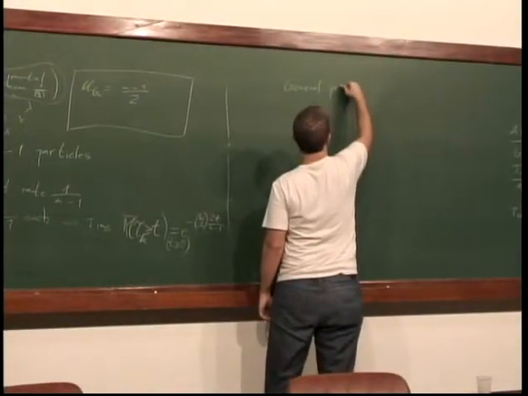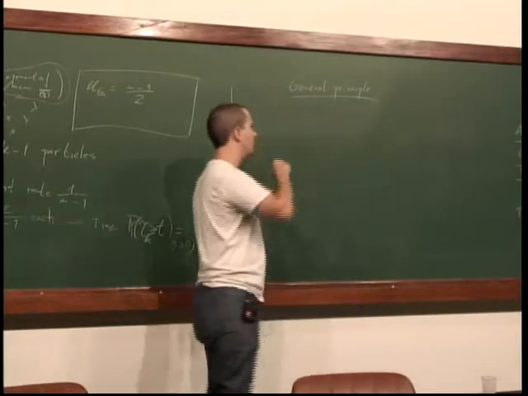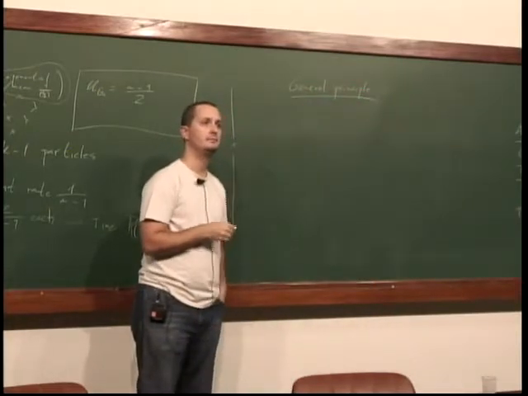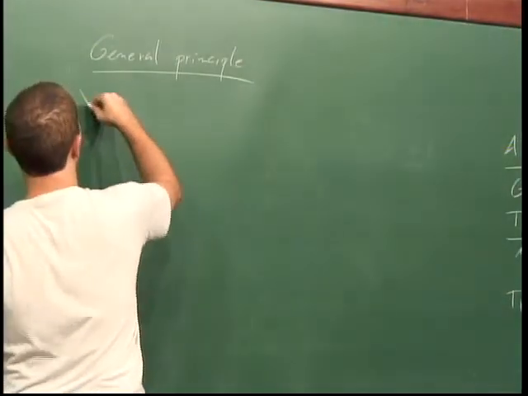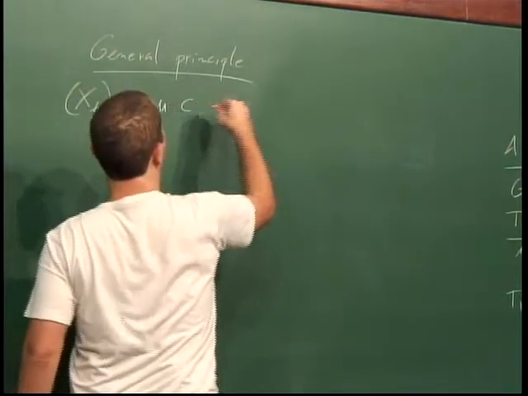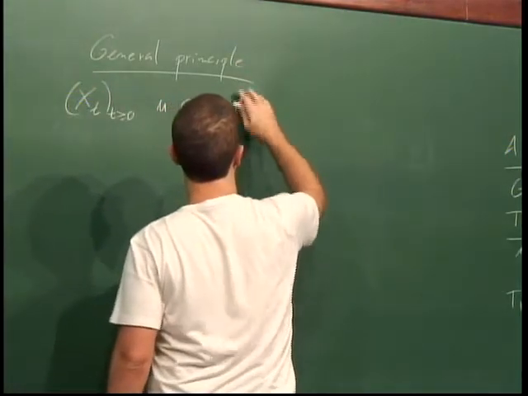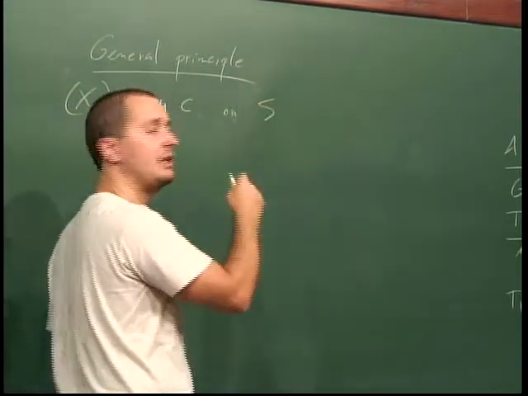So here's a general principle. Maybe I should define finally what a mixing time is, because I'm going to need that. So let's say I have a Markov chain or a random walk on a certain state space S, let's say S finite.